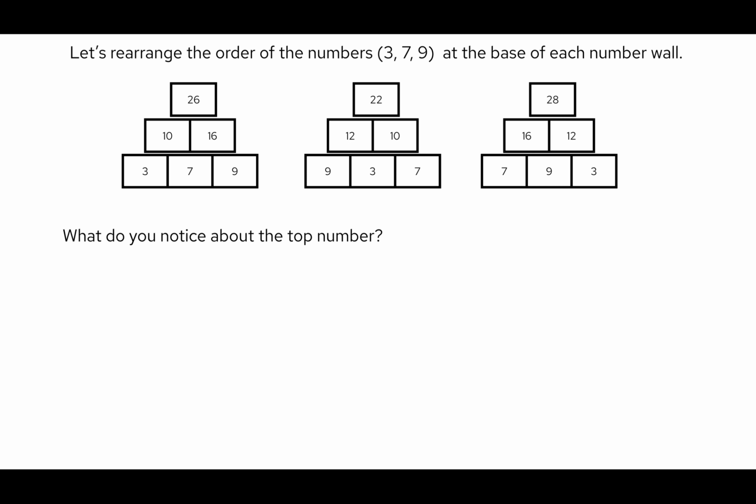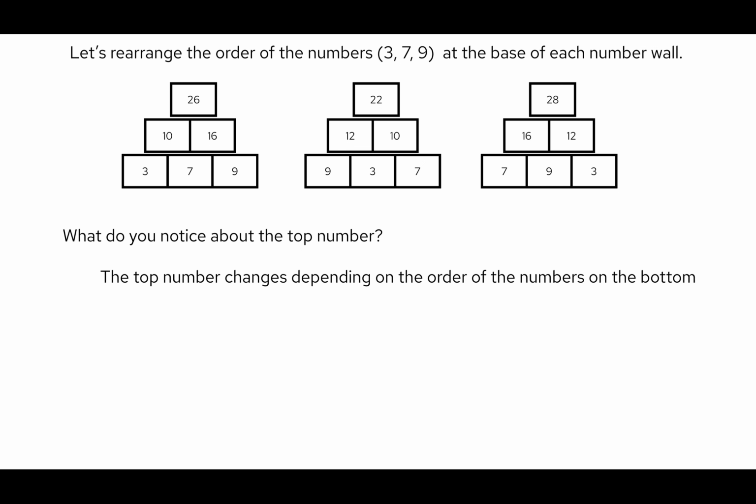So what do you notice about the top number? Again, you might want to pause the video. Well, I noticed that the top number changes depending on the order of the numbers on the bottom. And I noticed that the top number is always even because even plus even equals even. In other words, that second row, the numbers are all even.